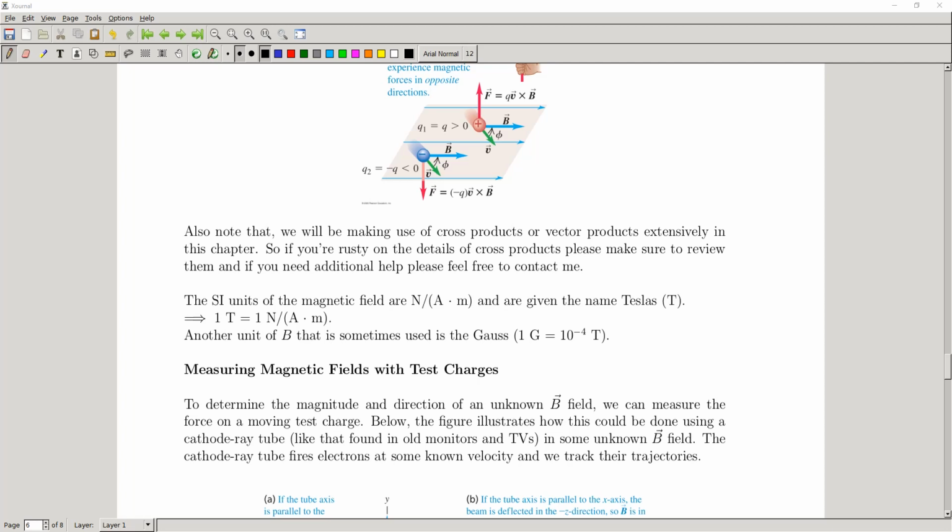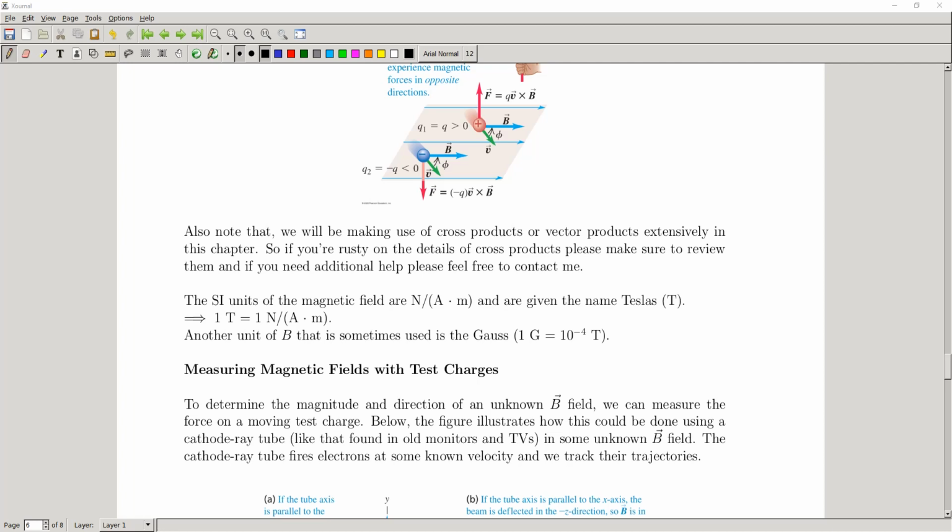So last note here on magnetic field before we move on to the next subsection. The SI units for magnetic fields are actually a composite unit. If we were to clean up this equation, we would end up seeing that the units of our magnetic field would have to be newtons per amp meter. But we give this conglomeration of units a nice symbol. So 1 newton per amp meter is 1 tesla. Okay, so 1 tesla.